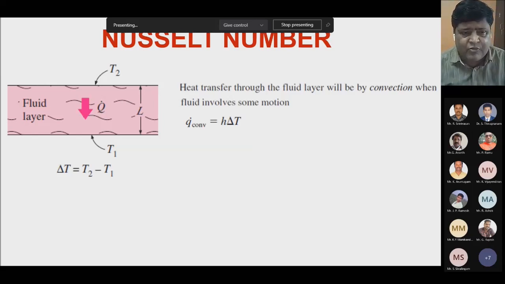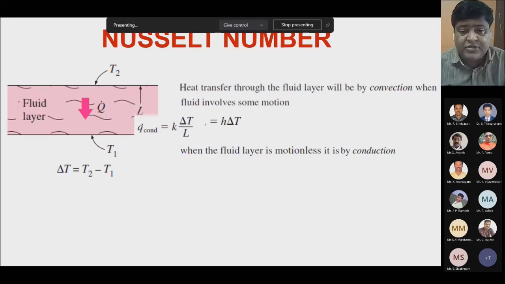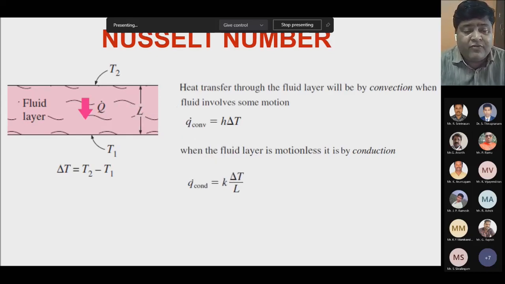And suppose the fluid is not moving, then how will the heat transfer be? It will be by conduction, as we have discussed earlier. When the fluid layer is motionless, it is by conduction. In that case, the formula for heat conduction is k delta T by L. The thermal conductivity of fluid is very, very low. So compared to convection, this conduction will not be effective. It will be poor. It will take hours for the bottom plate to get slightly heated up because of the poor conduction in the fluid, especially liquid or air or water.